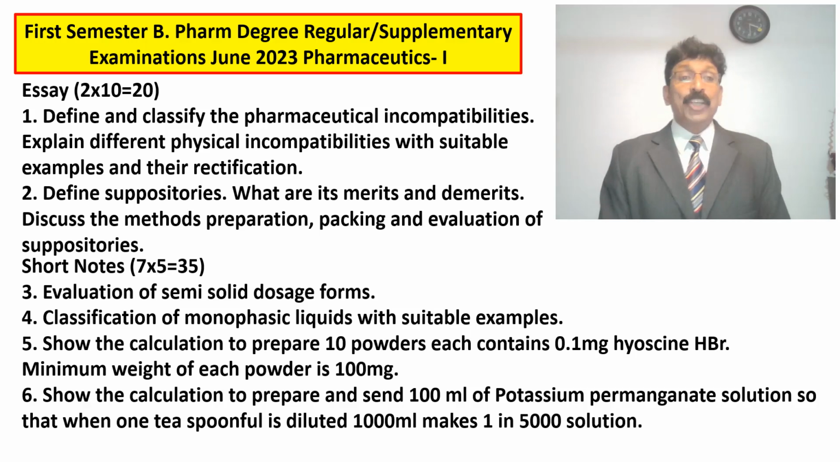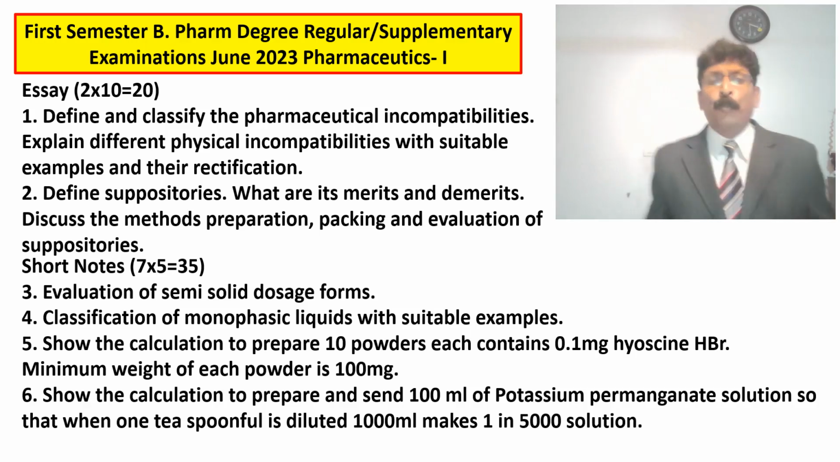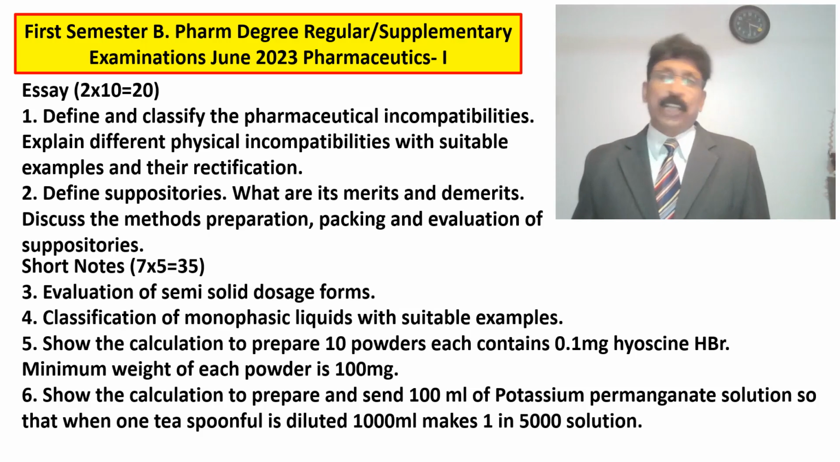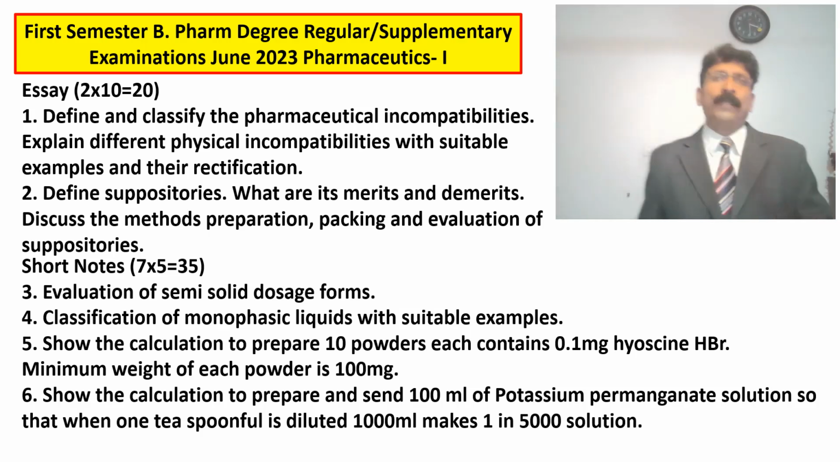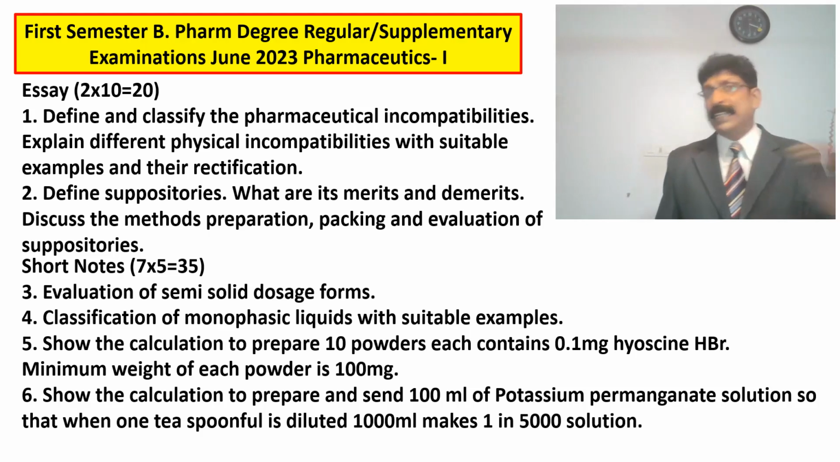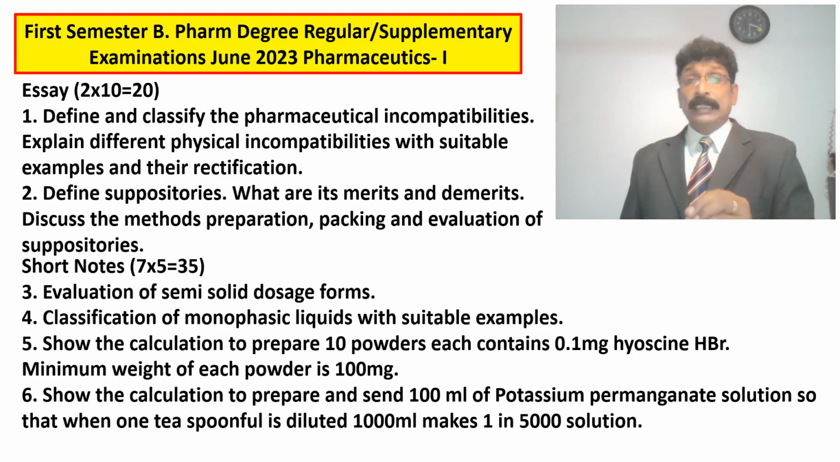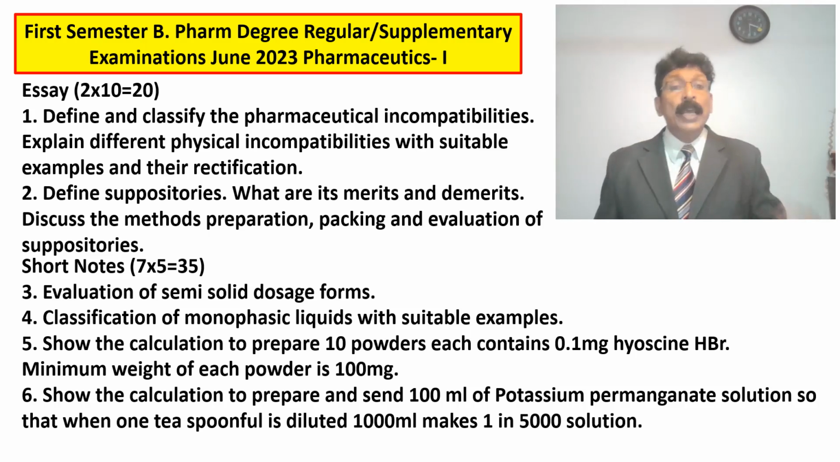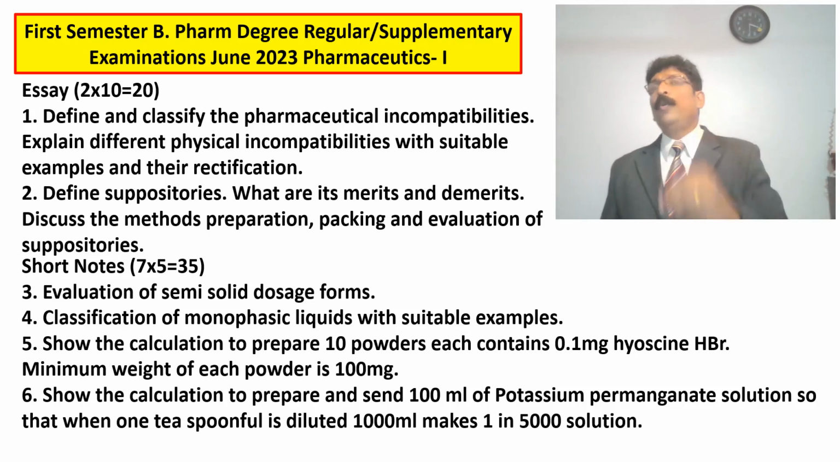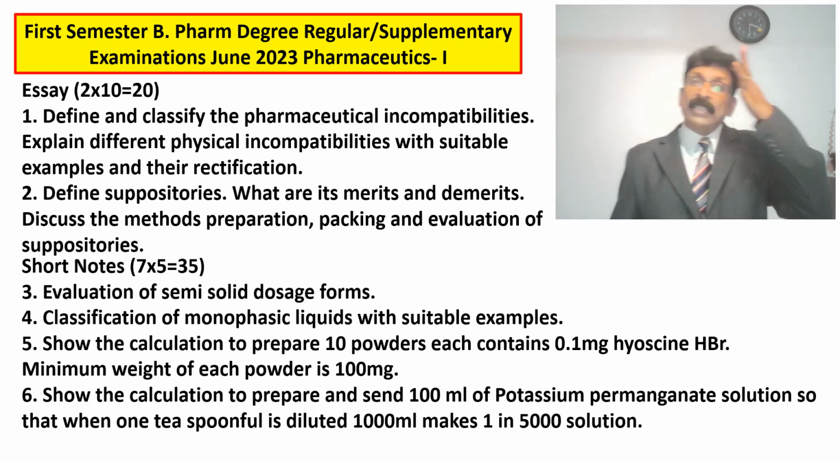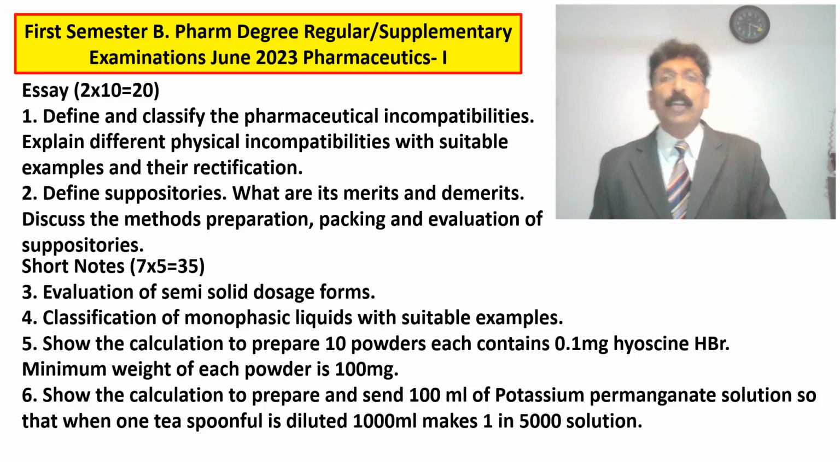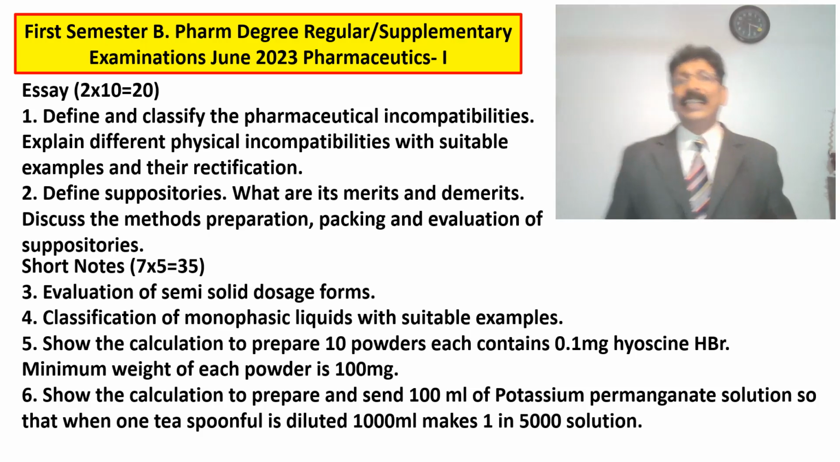And show the calculation to prepare and send 100 ml of potassium permanganate solution, where 1 teaspoonful, actually dessert spoonful is 5 ml, teaspoon 10 ml and 15 ml as tablespoonful. These all you will be studying about the metric system of quantity also. Here a teaspoonful is diluted to 1000 ml and makes 1 in 5000 solution. So you should know the dilution percentage, all these things in posology you will be studying.